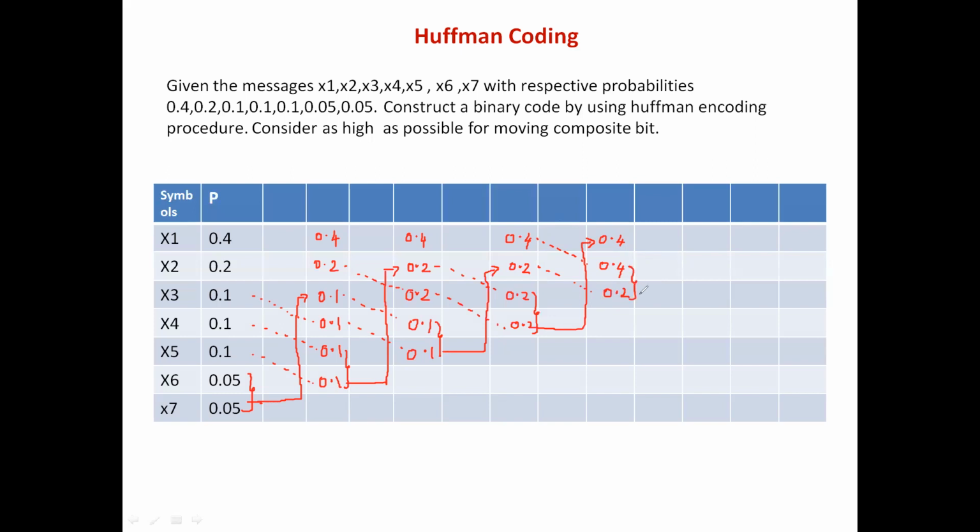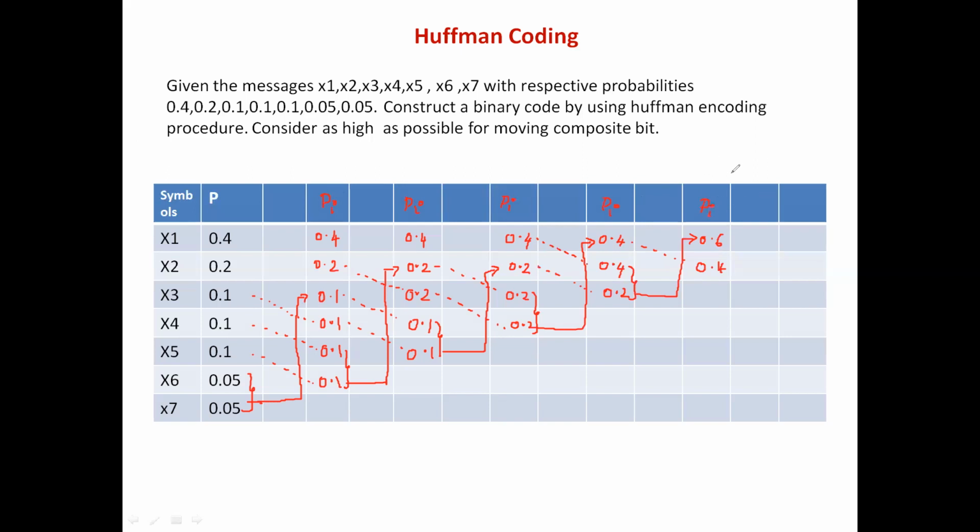Next, when I add these two, I will get 0.6. It is of highest probability, so I will place 0.6 here. This 0.4 is moved here. Okay, this is the second step. That means I will keep on decreasing the number of probabilities. These are all probabilities, and I'm getting a new set of probabilities in each column.